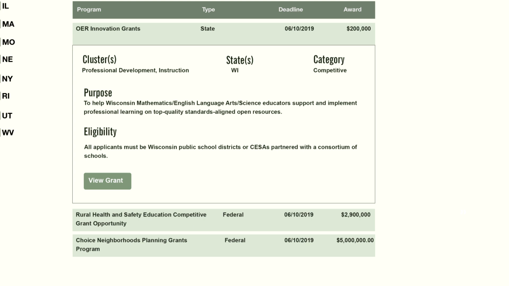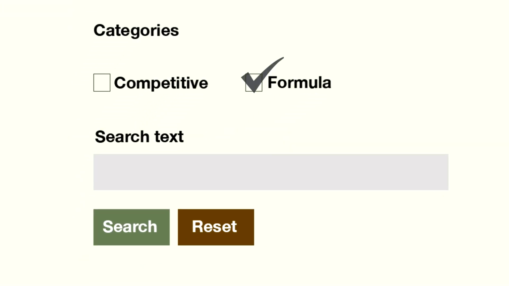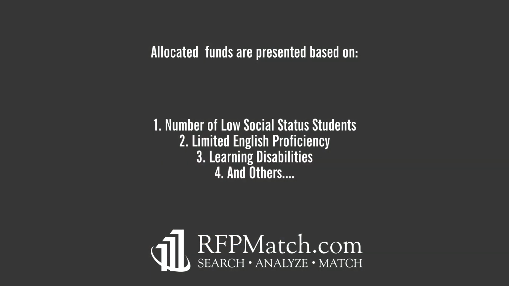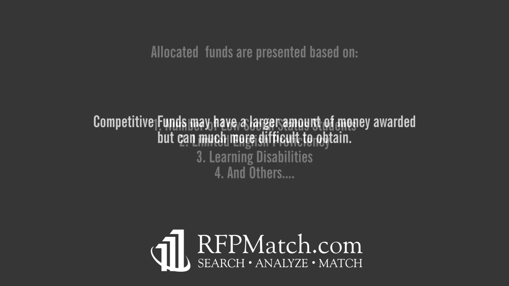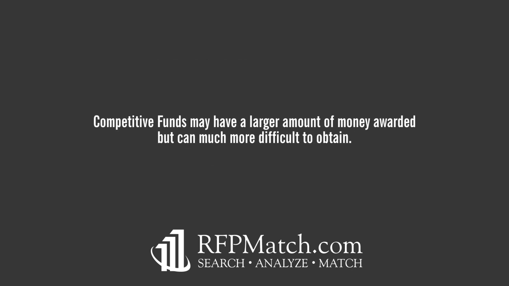Below clusters are two funding categories: formula and competitive. We like to remind folks that formula funds should be your first priority in a funding strategy. These are funds that have staying power. They come to states and districts every year based on a formula, an allocated amount that districts do not have to compete for. They receive them based on factors such as number of students from low socioeconomic status, limited English proficiency, learning disabilities, and others. Remember, these are grants also.